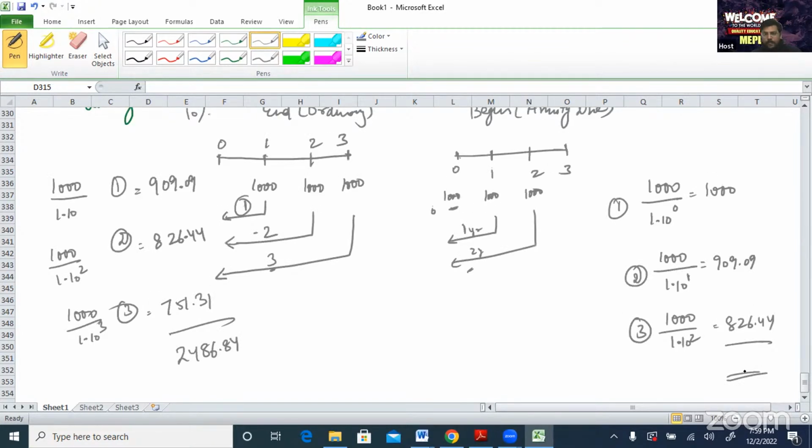This is 1000 plus 909.09 plus 826.44. That is coming 2735.53. So this is the present value of annuity due, and this is the present value of ordinary annuity.